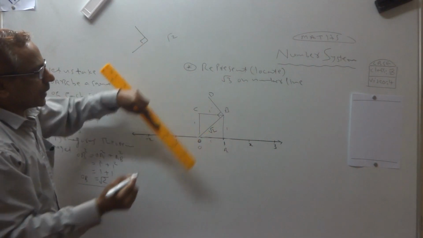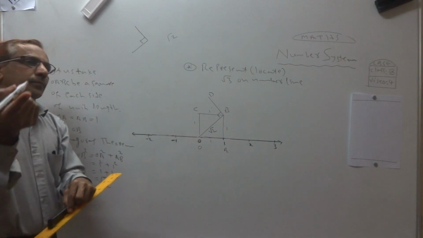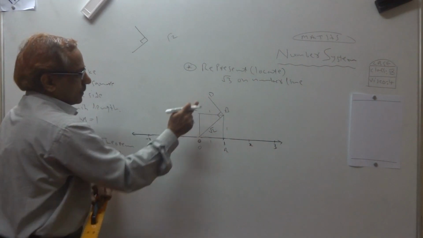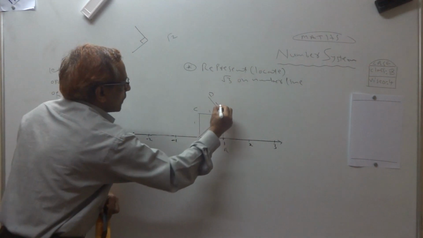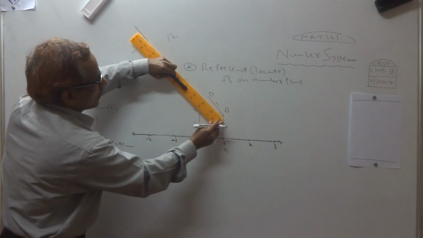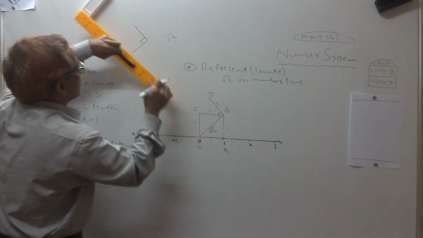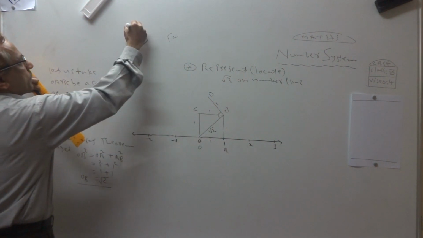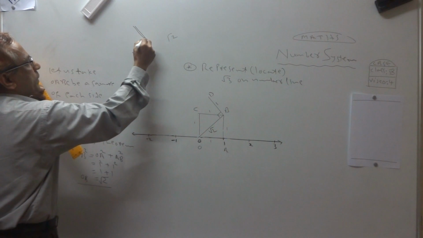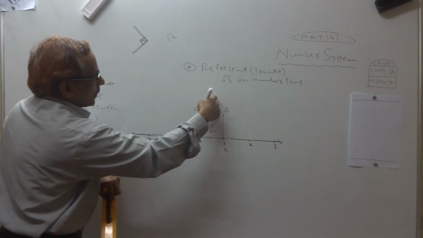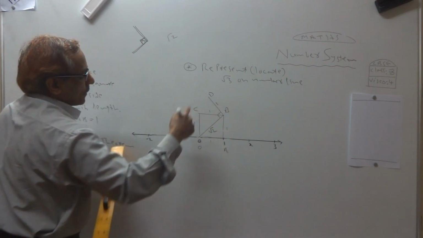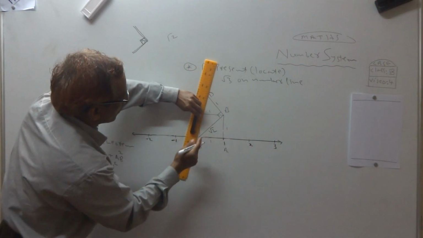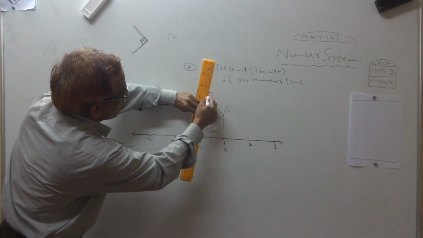So you can directly use a scale or you can use a protractor. Using a protractor also you can take this 90. How much have I taken here? 1. I have taken 1 exactly. This is called perpendicular, which makes 90 degree. The angle between this and this is 90 degree. This is also unit length. Then you join OD.